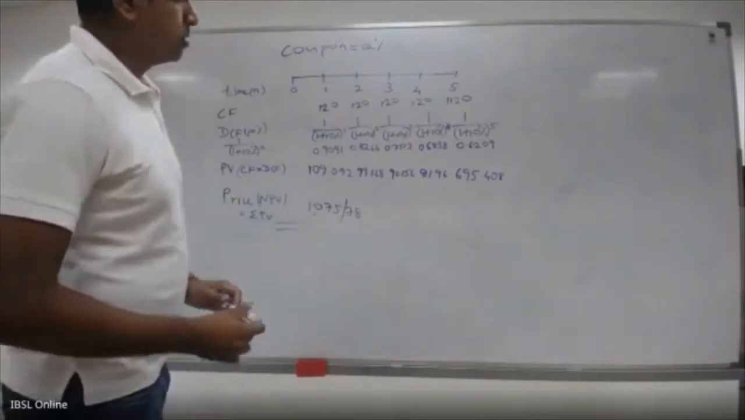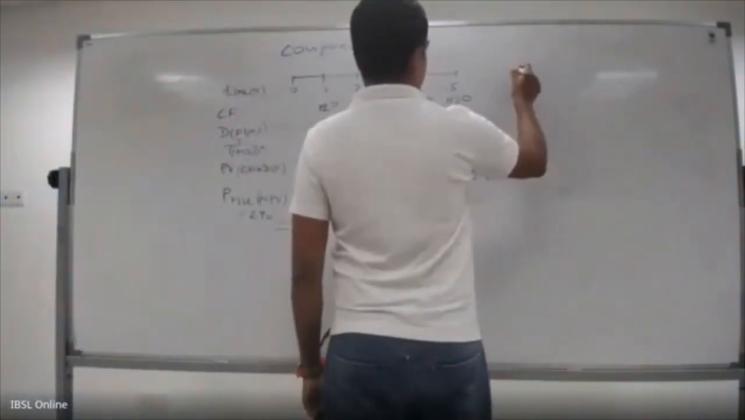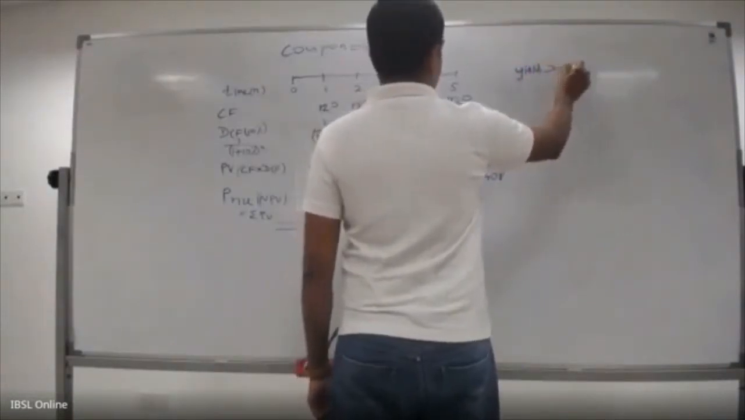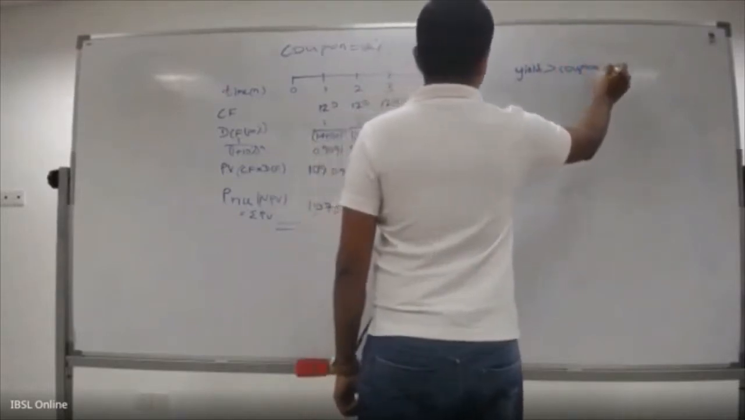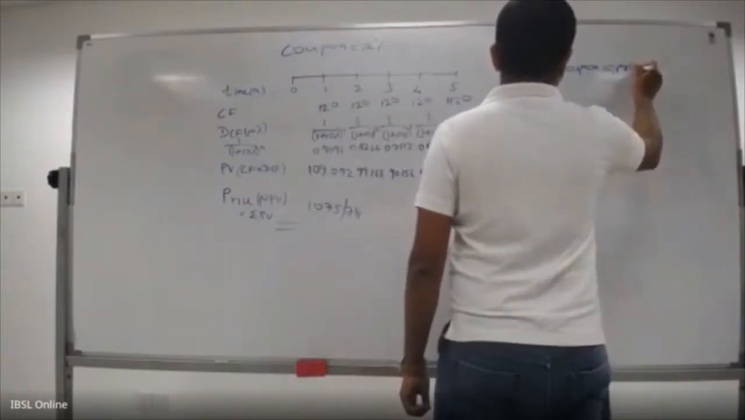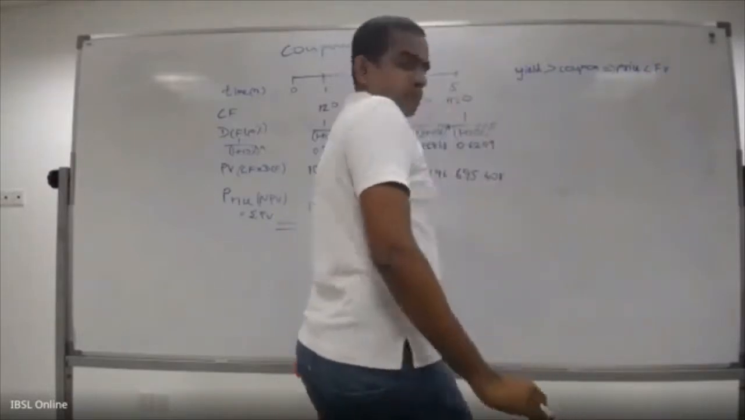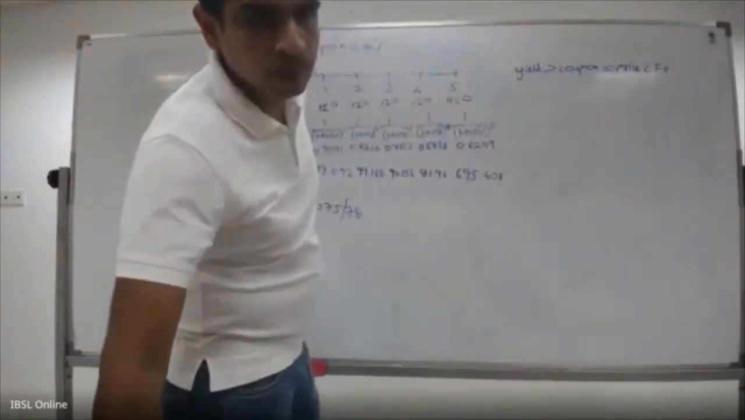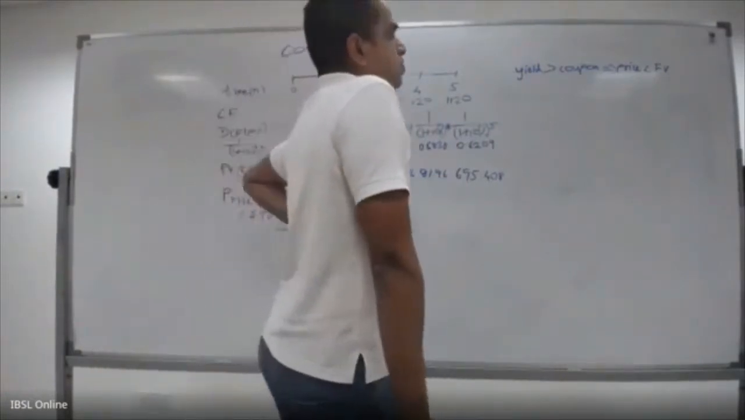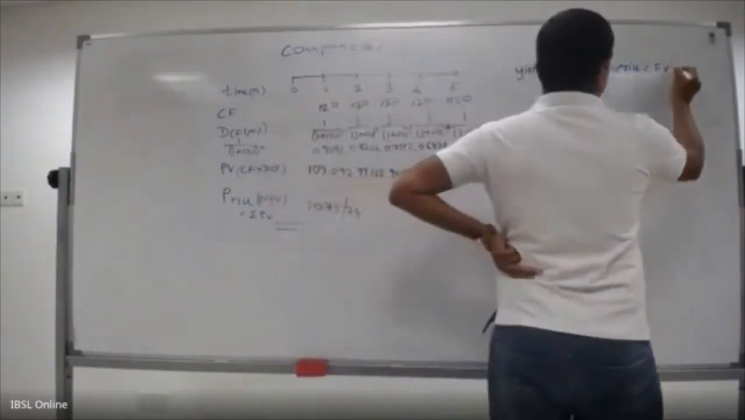Okay. So to summarize, if yield is more than the coupon, price is less than the face value. This is called a discount.